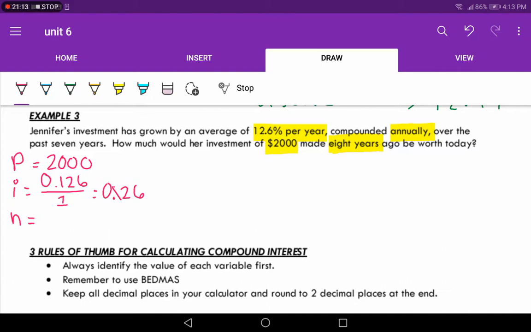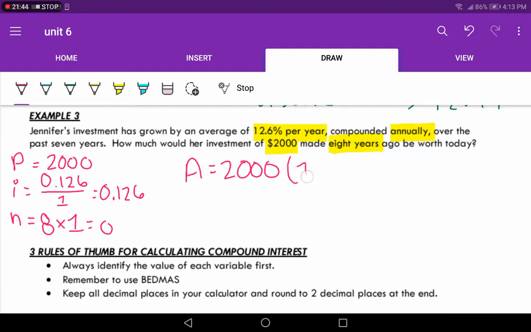Okay, and our N value, we're looking that she made $2,000 8 years ago, so assuming she kept that money in this account, how much is it going to be worth today? So again, all we would do is multiply that by 1 because it's only going to be compounded 1 time each year. Once we have that information, it's just a matter of substitution.